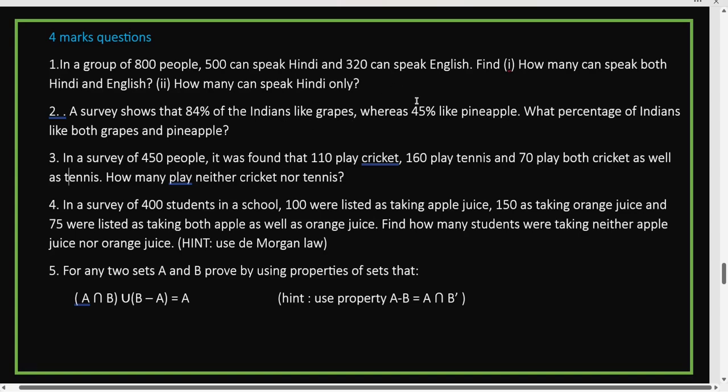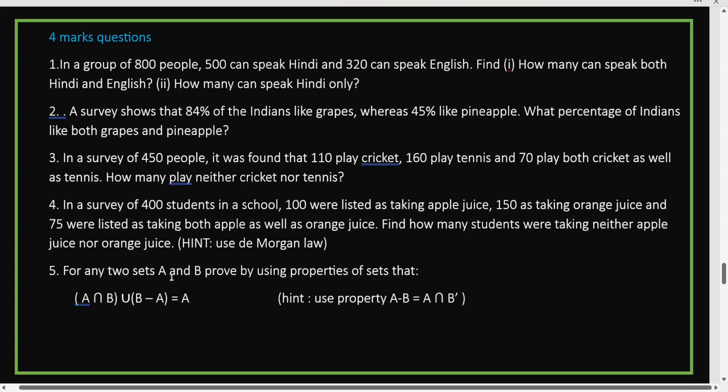I have explained such types of problems in detail in the previous videos. This is also a percentage problem. You can do it in a survey problem using a Venn diagram or formula. This is a survey of 400 students. Some other details are given. I have given a hint: use De Morgan's law and do it.